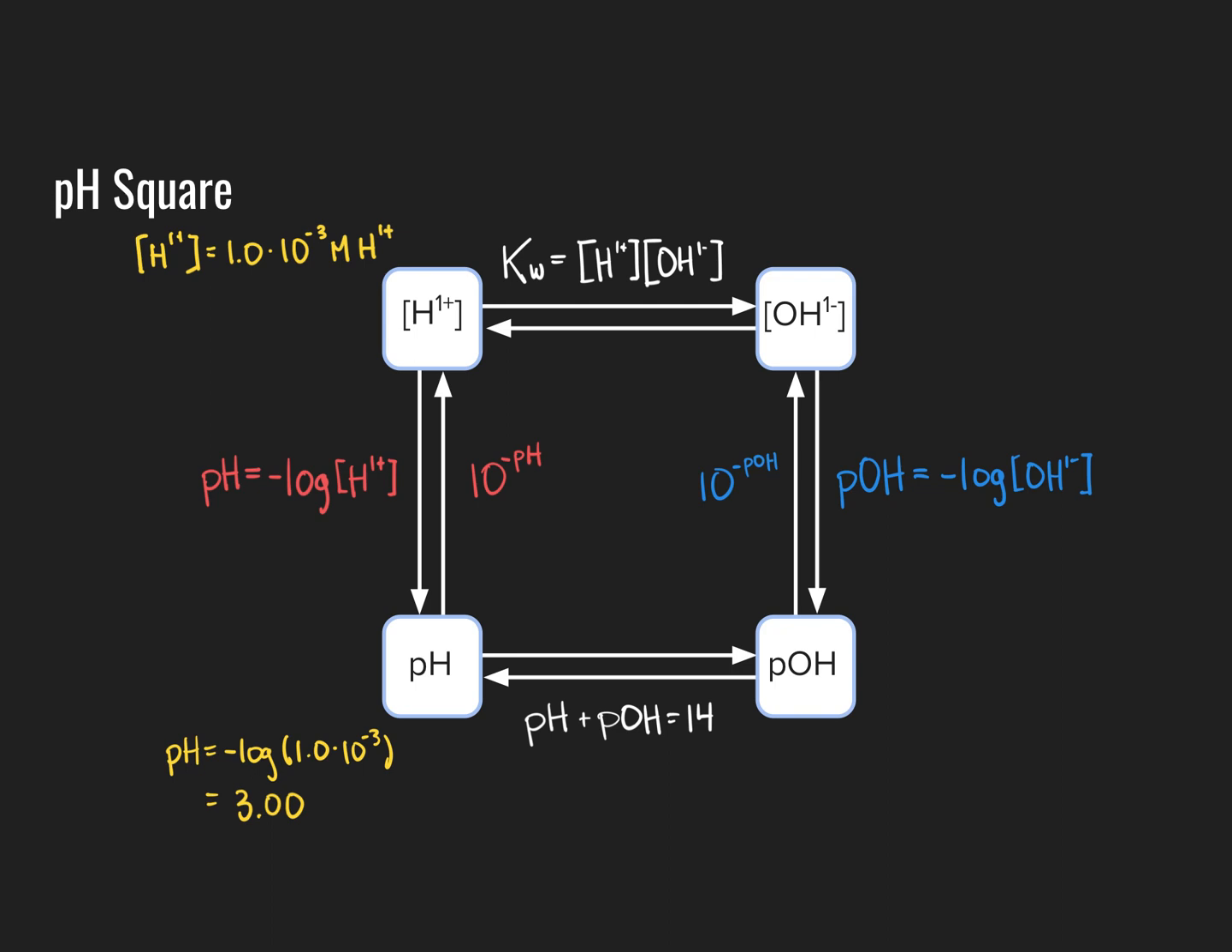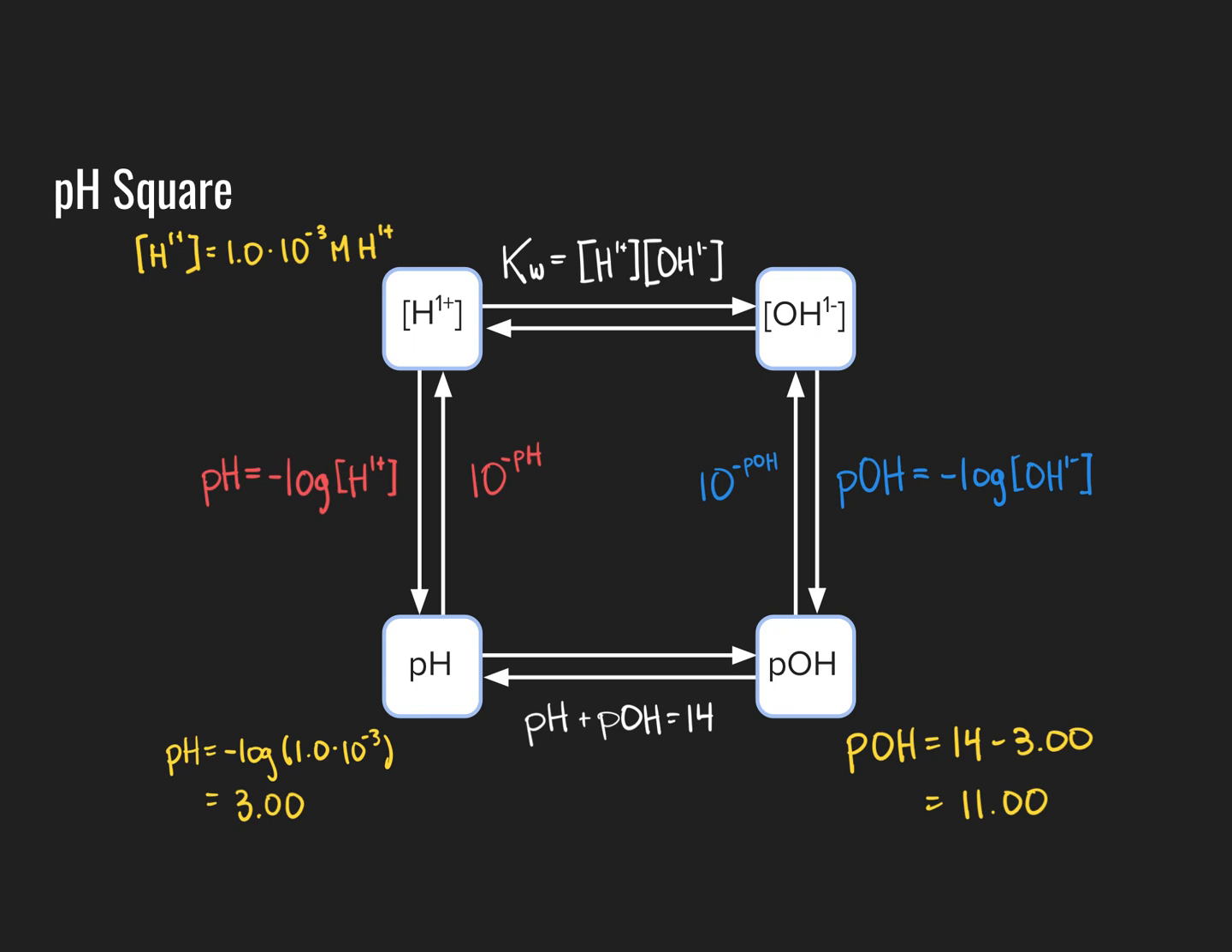Now to find my pOH, I recognize that the sum of pH plus pOH always equals 14. And as such, the pOH of my solution would be equal to 14 minus my pH of 3, which would give me a pOH of 11.00.